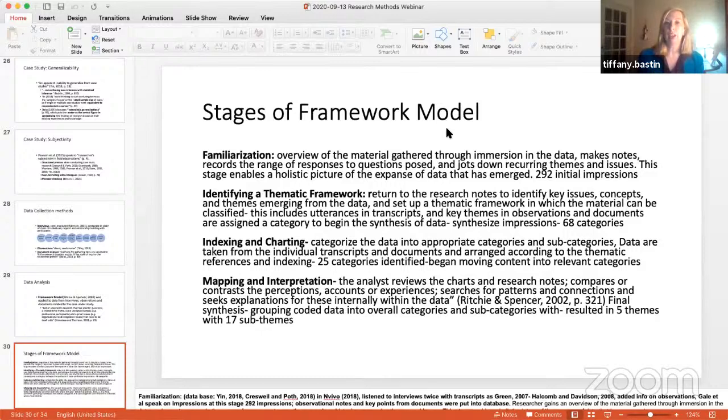And in the last phase of the framework model, you start mapping and interpreting. So now that I had the 25 categories, I started to group those together into emerging themes. And from that, I came up with 5 big themes and 17 sub-themes. So now it was in a much more manageable amount for the reader and for the person with the findings to be able to look at what actually came out of the research.